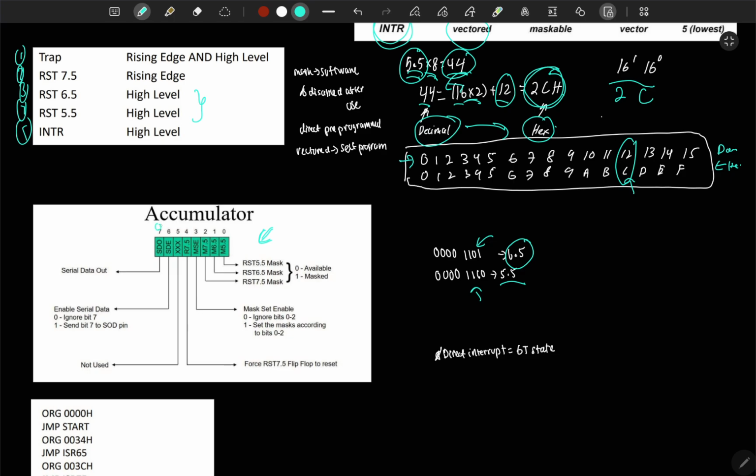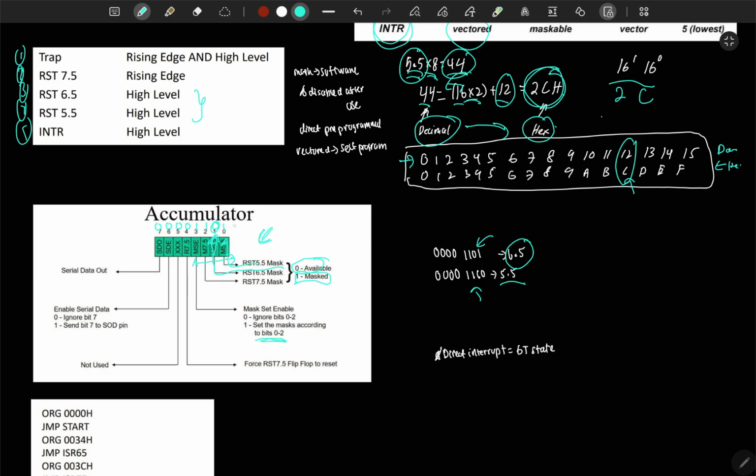So if we translate this, 0 0 0 0 1 1 0 1 for 6.5, the balance for everything is 1, which means that we set the bit to 1. For 7.5, 1 means mask, meaning we are not going to use it, we are going to use 6.5. So 0 means available, so 6.5 sits here, and we make it 0 as we are trying to use it, we make it available. 5.5 is a 1 here.